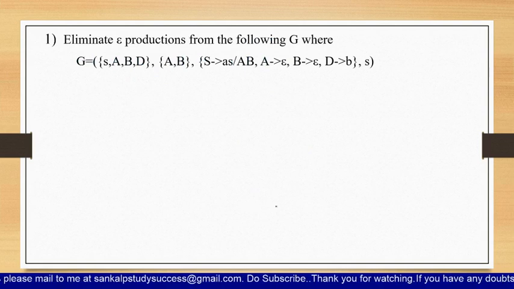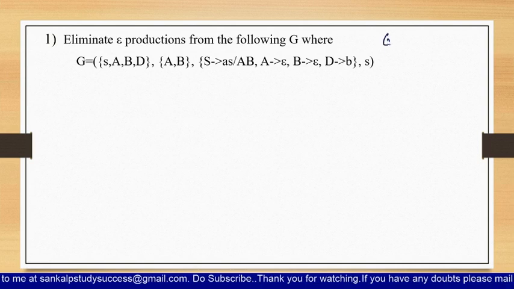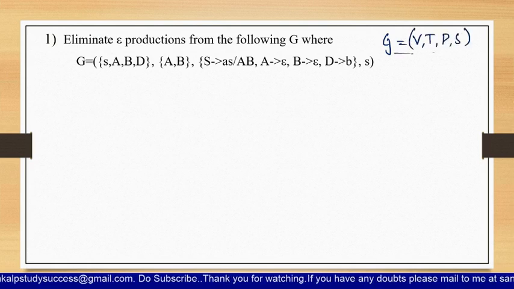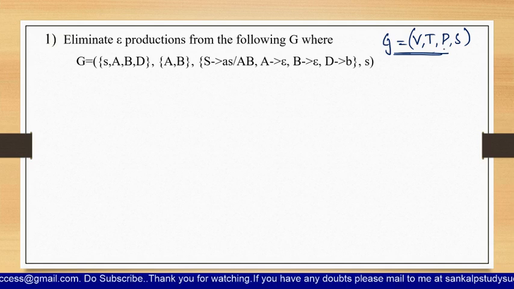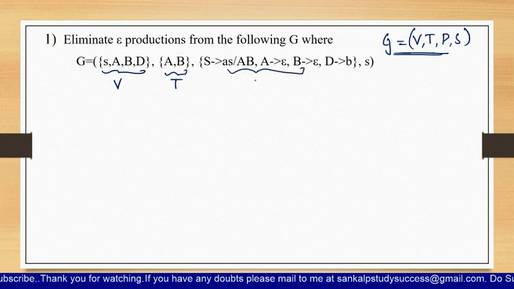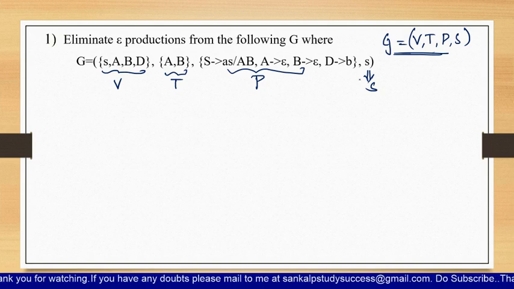Here, eliminate the epsilon productions from the following context-free grammar G. Here, we also know that G equals VTPS, a 4-tuple notation. If you see the previous videos, in the context-free grammar video, we have already discussed that G equals VTPS, a 4-tuple notation, where V are the variables, T are the terminals, P are the productions, and S is the start symbol. So VTPS is nothing but a 4-tuple notation denoted for context-free grammar. Now let us see what productions are given.